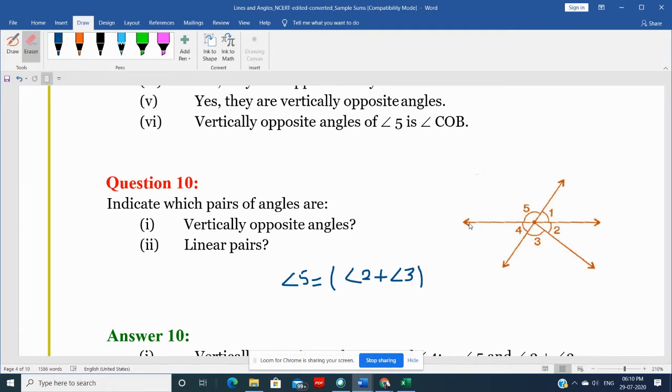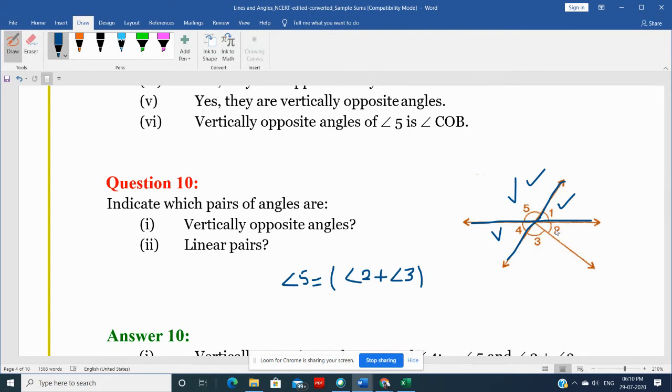Linear pair means, we know, forming the same base, two angles which are on the same base. So linear pair means on the same line. So if I take this line, then naturally angle 5 and angle 1 are making a linear pair. If I talk about angle 4, then with 4, again naturally, 4 and 5, right? So these both angles are a linear pair.